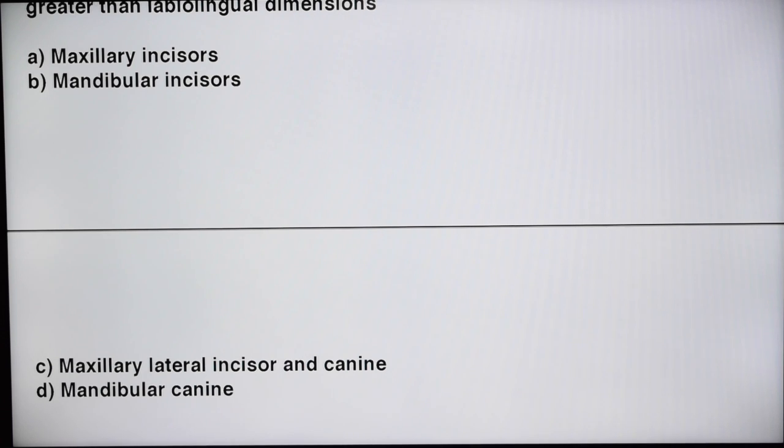Also note that usually in maxillary permanent teeth, the buccolingual diameter is greater. Take for example the maxillary first molar, right? And in mandibular teeth, usually the mesiodistal diameter of the crowns of posterior teeth is greater than the buccolingual diameter. However, in the case of mandibular anteriors and premolars, the labiolingual diameter is greater compared to the mesiodistal diameter.